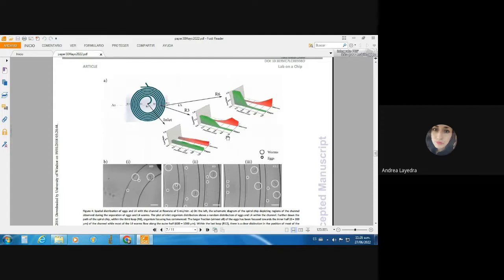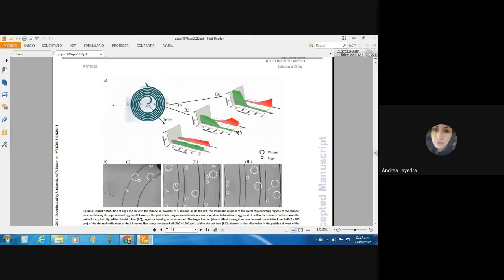This 3D waterfall plot shows that there is a random distribution of eggs and L4 worms across the channel near the inlet initially. However, further along the channel, at the third loop, the eggs and worms are focusing towards the inner and outer walls of the channel, respectively. Within this loop, the eggs almost all focus to the inner wall, while the worms are still being focused in the sixth loop.